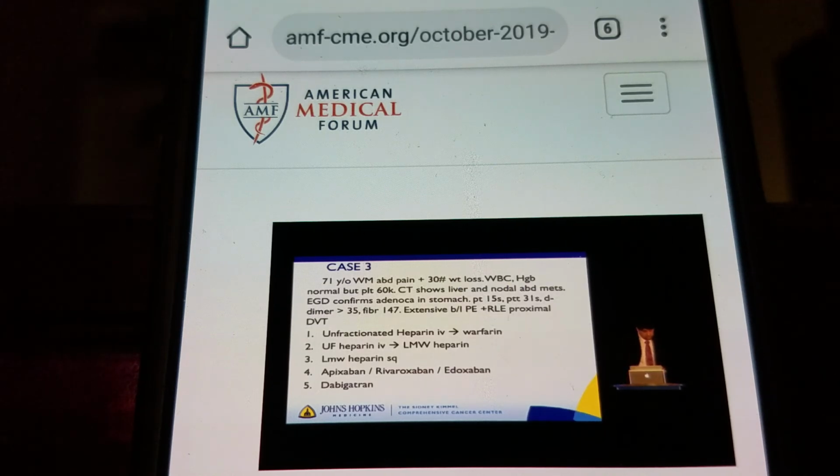Okay, so we'll go to a case. This is a 71-year-old male with 30-pound weight loss. His counts are normal except a platelet count of 60,000. His CT shows extensive liver and nodal abdominal metastases. An EGD confirms adenocarcinoma of the stomach.